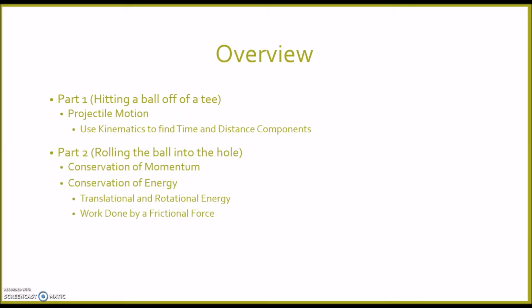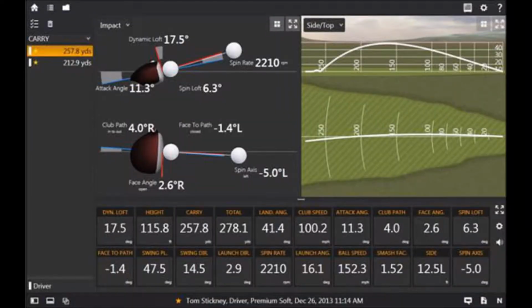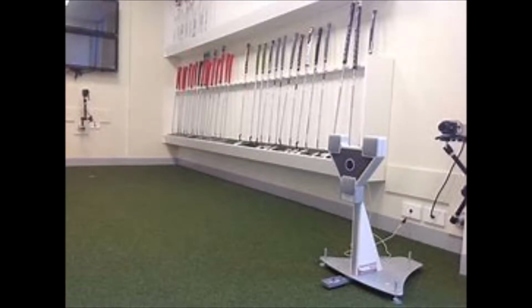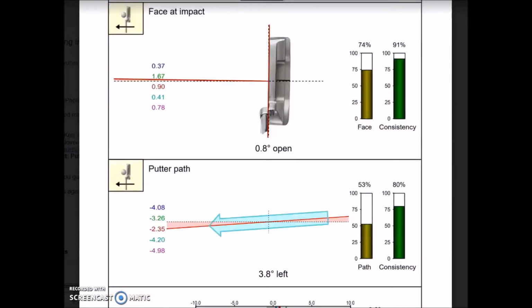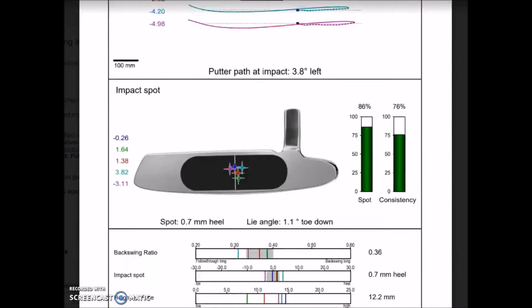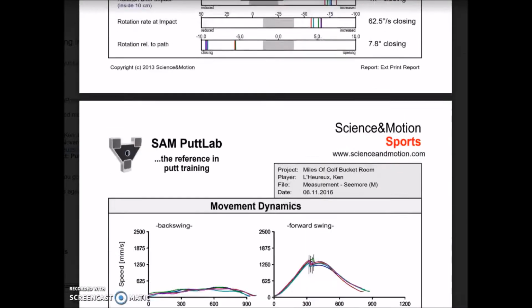In part 2, when we are rolling the ball into the hole, we are dealing with the conservation of momentum, conservation of energy, specifically translational and rotational energy, and the work done by a frictional force. It is worth noting that in this experiment, we used both TrackMan and the SAM Putt Lab, two very accurate data collection devices to help us record information about both the club and the ball near the instant of impact, which would have otherwise been impossible.